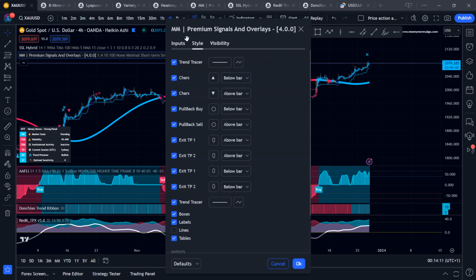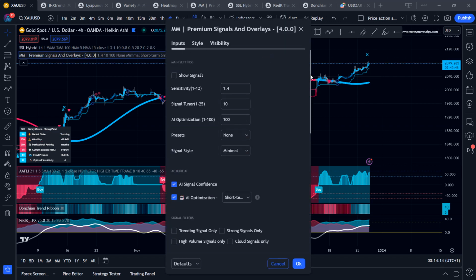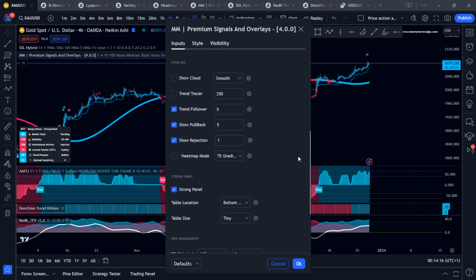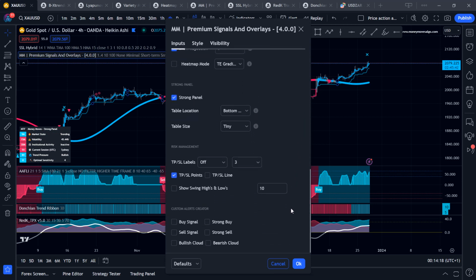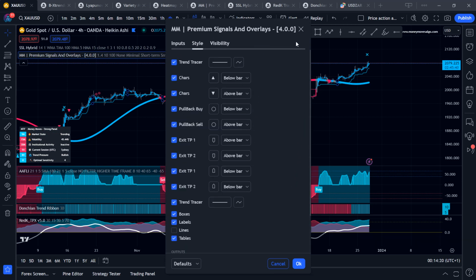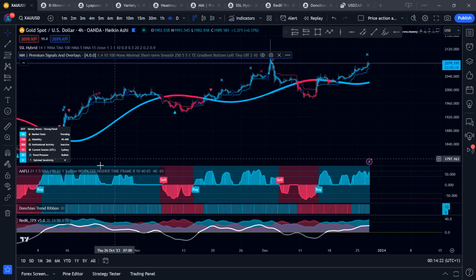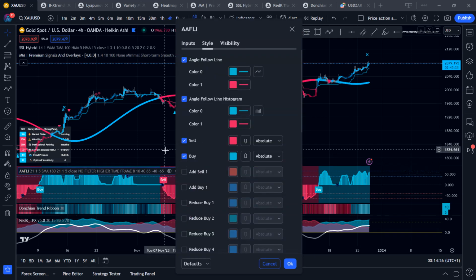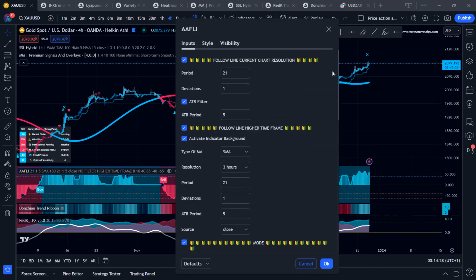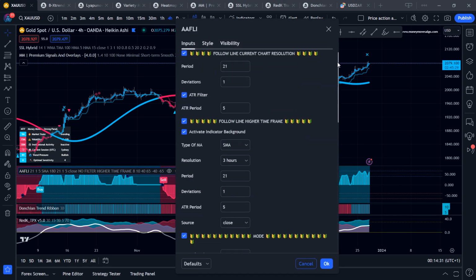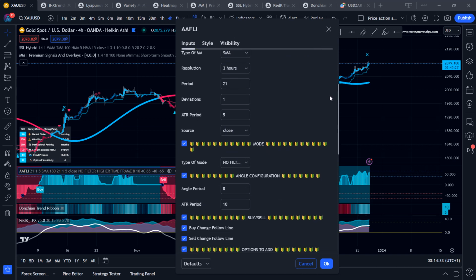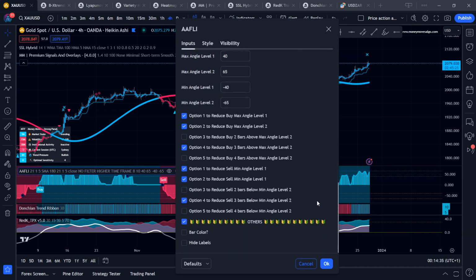The MMM premium signal overlays. This is the input. This is the style. Nothing much there. This is the follow line attack indicator. These are the settings. And the style.